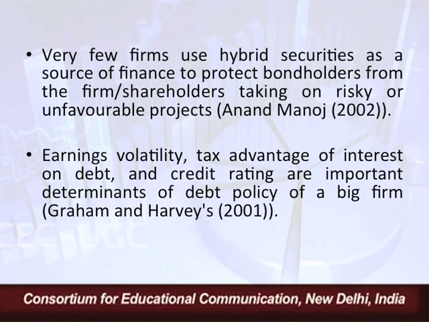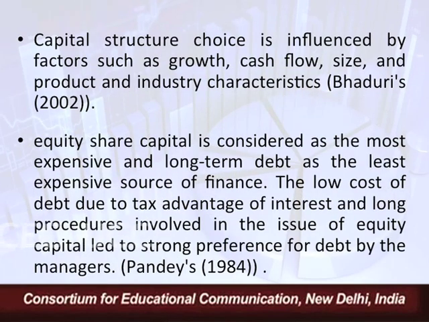Very few firms use hybrid securities as a source of finance, to protect bondholders from shareholders taking on risky or unfavorable projects. Earning volatility, tax advantage of interest on debt, and credit rating are important determinants of the debt policy of big firms. Capital structure choice is influenced by factors such as growth, cash flow, size, and product and industry characteristics of the company. It has been found that equity share capital is considered the most expensive and long-term debt the least expensive source of finance. The low cost of debt due to tax advantage of interest, and the long procedures involved in the issue of equity capital, have led to a strong preference for debt by the managers of the company.